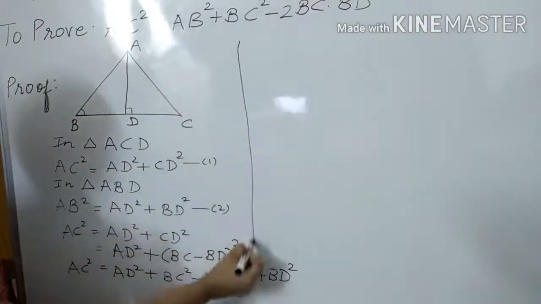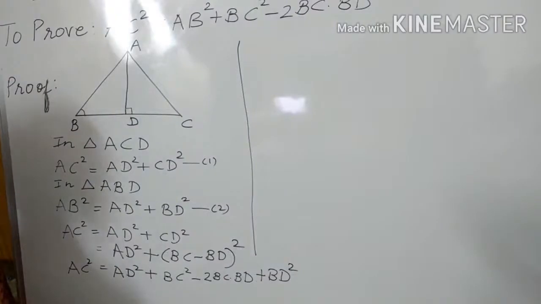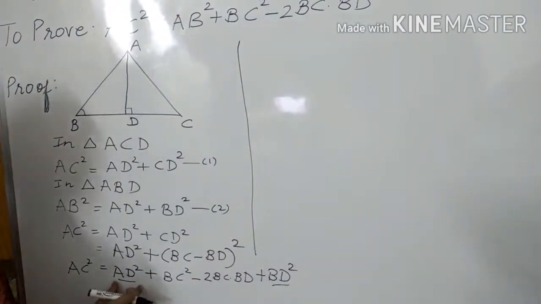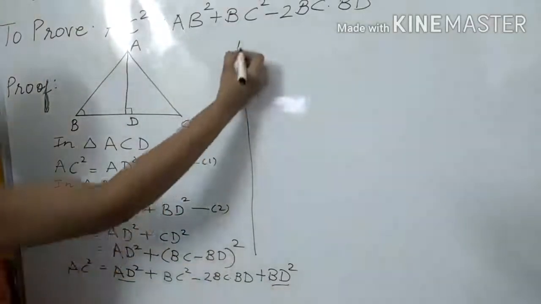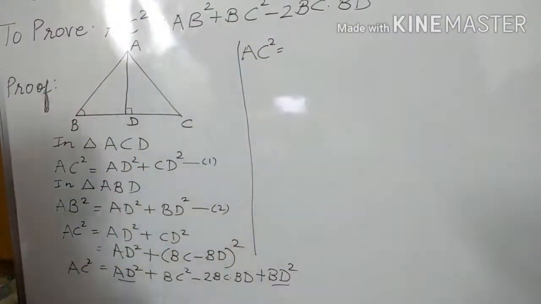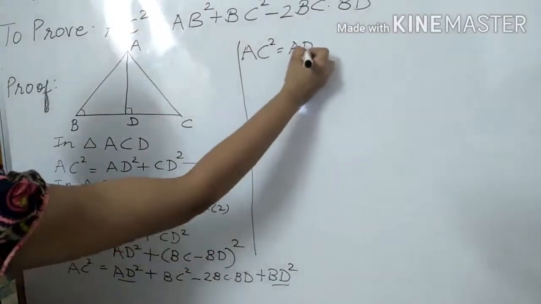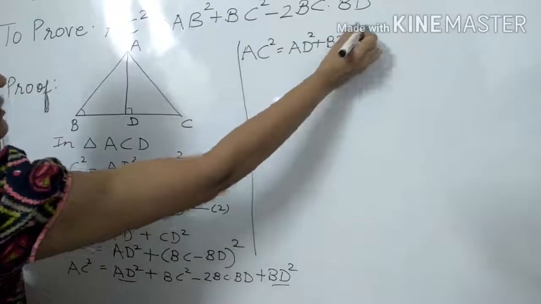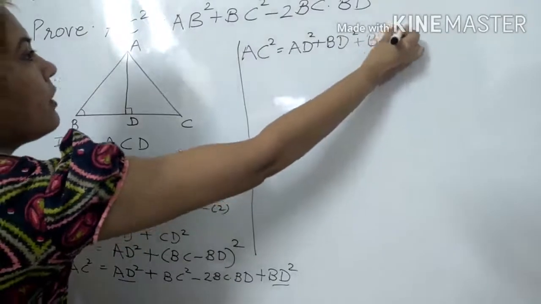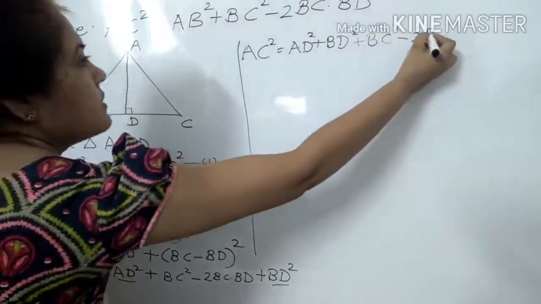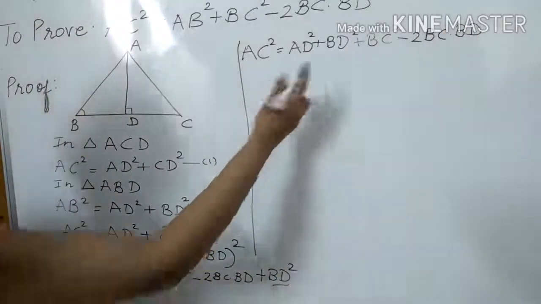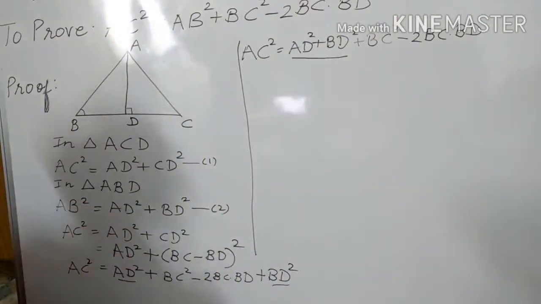Now, moving on to the next step, students. You see here, this is AD square and this is BD square. So I will take these two together, rewriting this again by taking these two together: AD square plus BD square. The last term I am taking with AD square, plus BC square minus 2BC into BD as it is. There is no change in other steps, just we are taking these together, AD square and BD square.